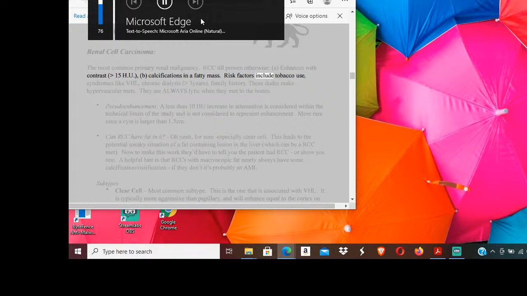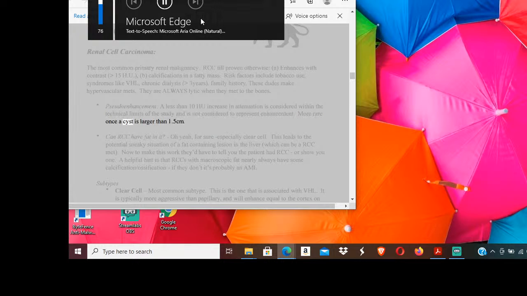Risk factors include tobacco use, syndromes like VHL, chronic dialysis, 3 years, family history. These dudes make hypervascular mets. They are lytic when they met to the bones. Pseudo-enhancement, a less than 10 HU increase in attenuation is considered within the technical limits of the study, and is not considered to represent enhancement.